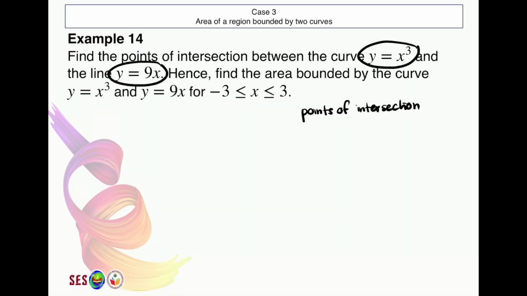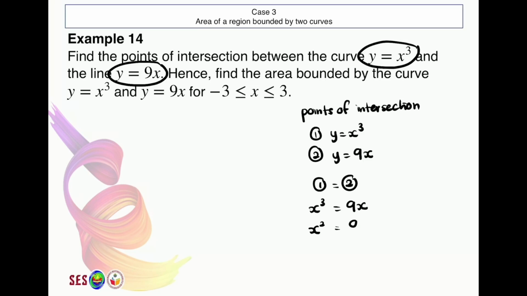So to find the intersection points, we would need to equate the first equation, y equals x cubed, and the second equation, y equals 9x. We equate them together. So we now know that the points intersect at x equals 3 and x equals -3.